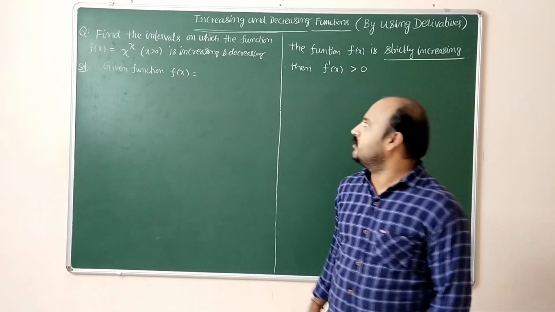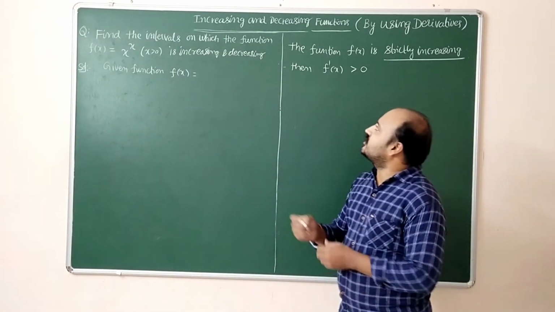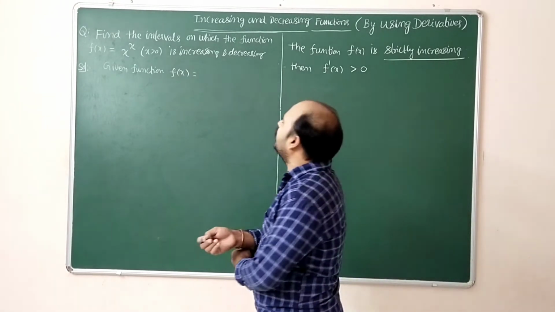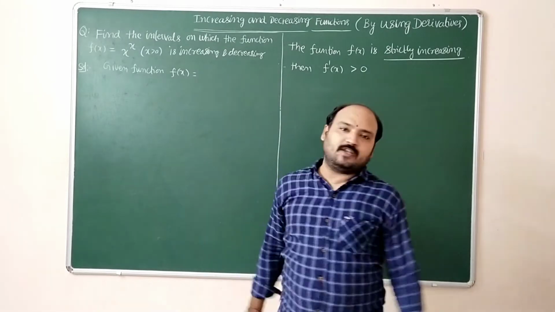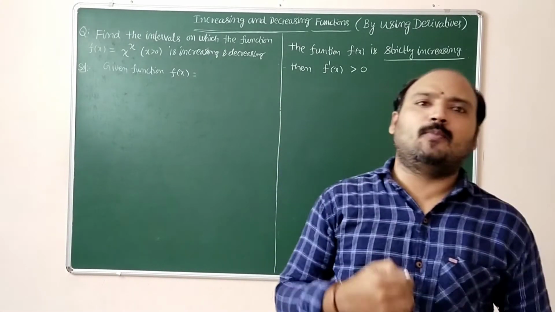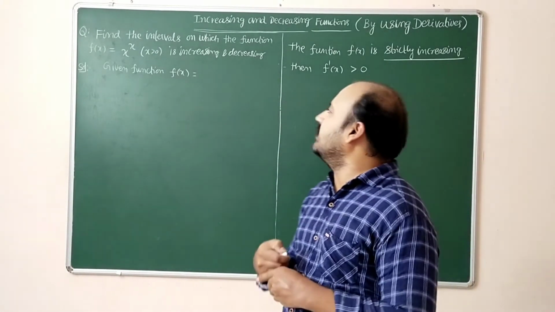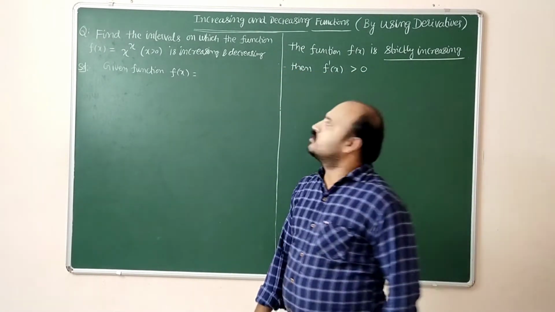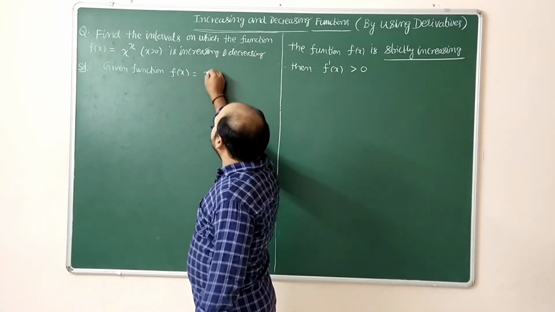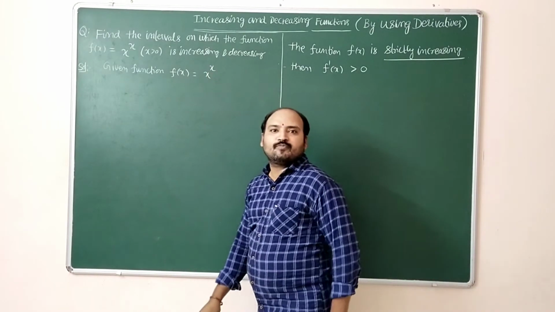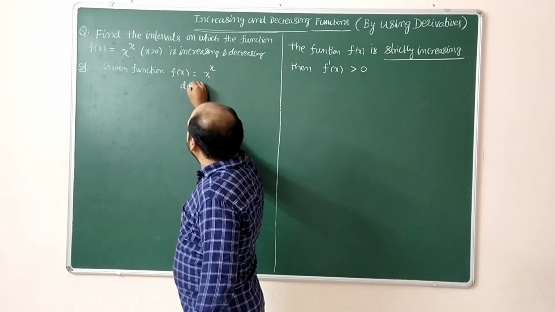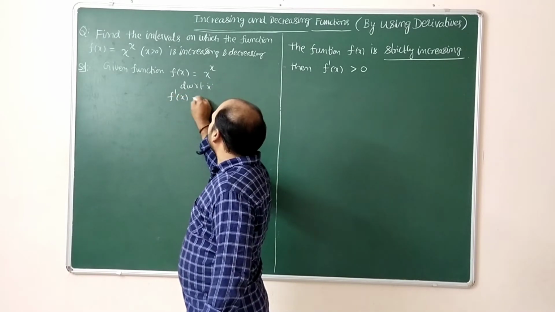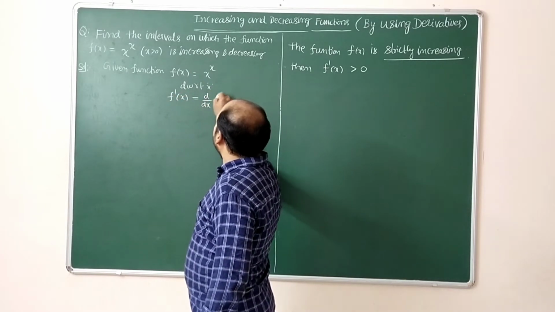The next question. Find the intervals on which the function f of x equal to x power x, where x is greater than 0, is increasing, decreasing. In the examination, in board exams, if you are given increasing, decreasing, you can consider it as strictly increasing and decreasing. So, the given function is f of x equal to x power x. Differentiate with respect to x. F dash of x is equal to d by dx of x power x.